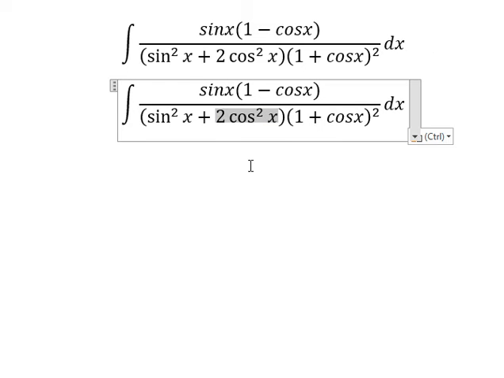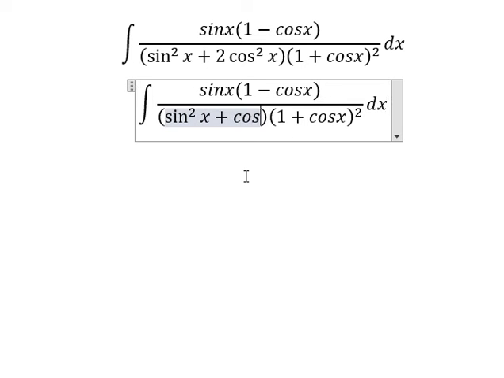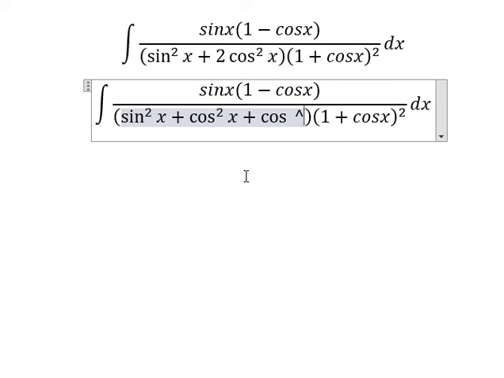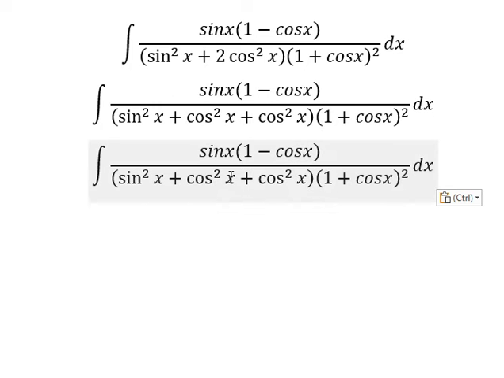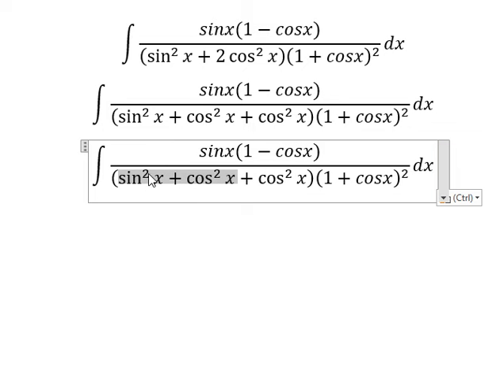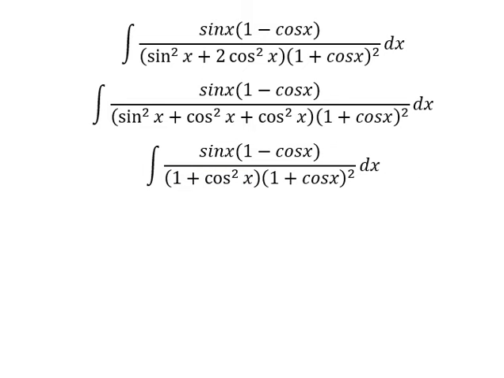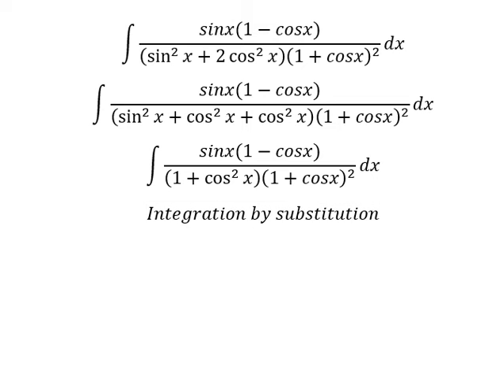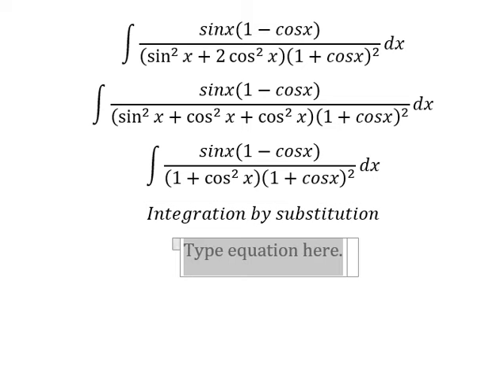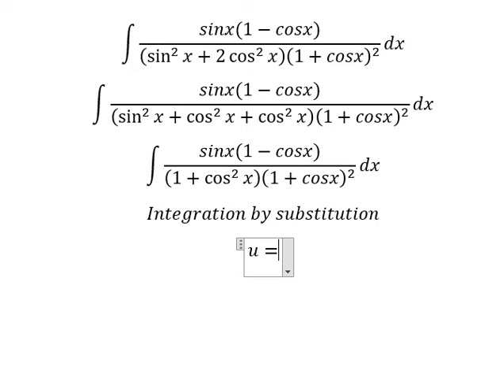About this one, I can split it into cosine squared and cosine squared. We know that this is an identity, and you get number one. Next, we need to use integration by substitution, so I will put u equals cosine x.